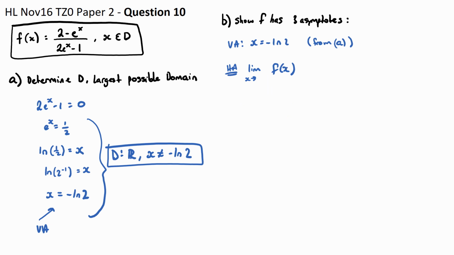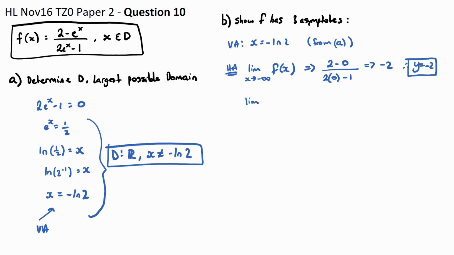So we want to try and visualize what the y value will be, subbing negative infinity into the original equation. Well, 2 minus e to the negative infinity. e to the negative infinity is an incredibly small number, pretty much 0. So we're going to get 2 minus 0 over 2 times e to the negative infinity, which is essentially 0, minus 1. So we're going to get 2 over negative 1, so this will be negative 2. So that's going to be one answer. Therefore, y is negative 2.